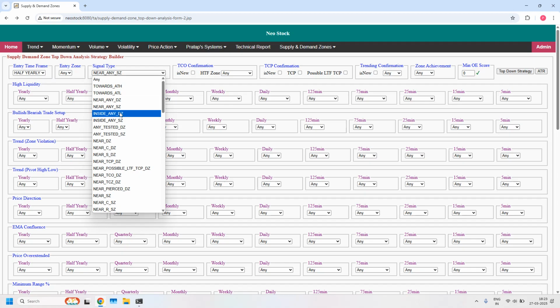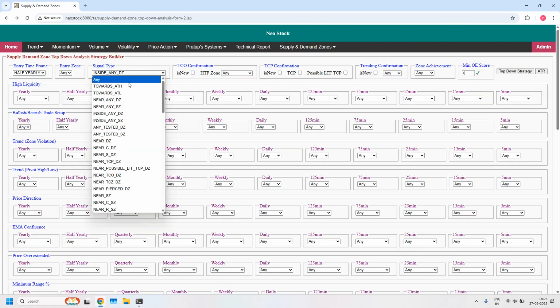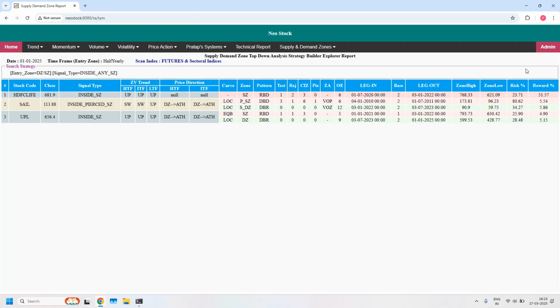Next, price closed inside the half yearly demand zone. We got 4 stocks. Next, price closed inside the half yearly supply zone. We got 3 stocks.